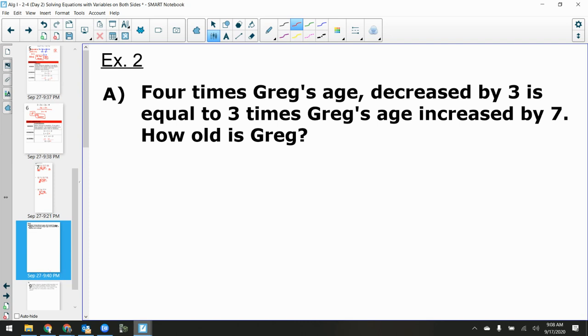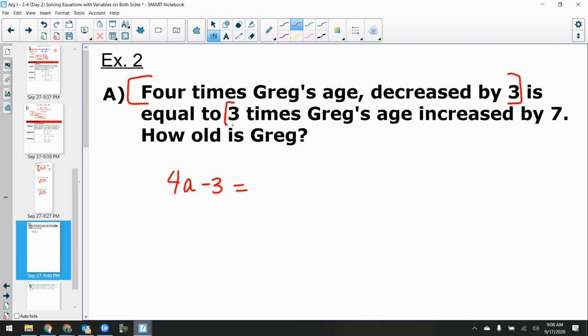Let's go ask Greg. All right, so let's take the words and turn them into math. 4 times Greg's age decreased by 3. Let's just take this chunk. What would that be? Like 4a minus 3. I'm assuming a is his age, right? 4 times Greg's age decreased by 3, now is equal to, okay, that's easy.